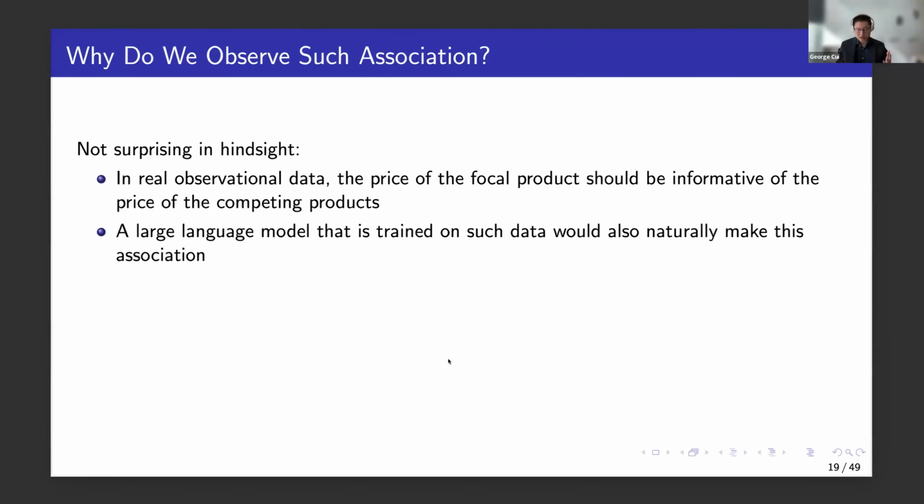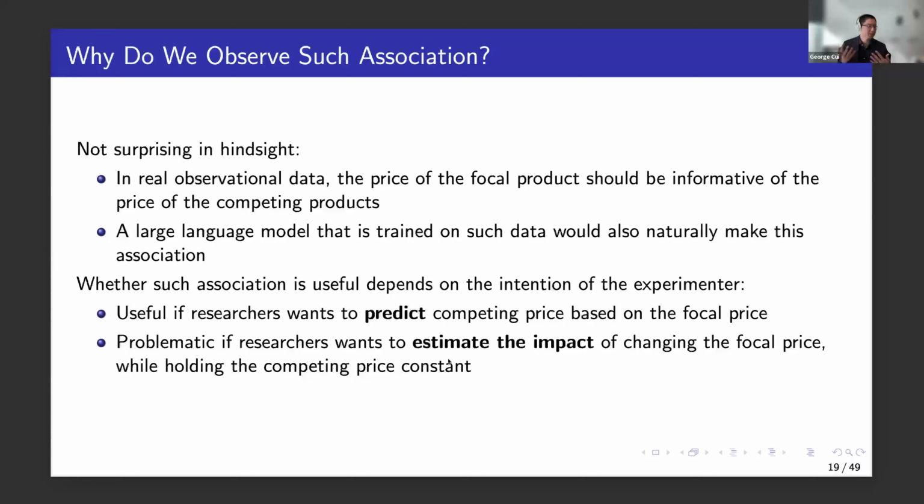Okay. Yeah, so this association is not surprising in hindsight, and in fact, sometimes it can be very useful. It's useful if researchers want to focus on predictions: what is the most likely competing price, most likely past price, most likely expiration dates, given the current price. For example, it's plausible they will infer the quality based on the price. But it could be problematic if researchers want to estimate the impact of changing the focal price while holding everything else constant, like the competing price, the past price and history, the context, and the product quality. That is where it becomes problematic.